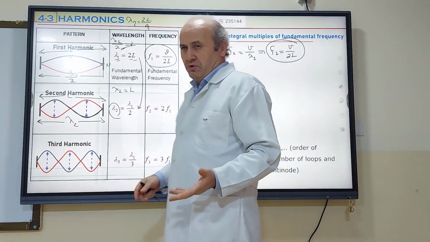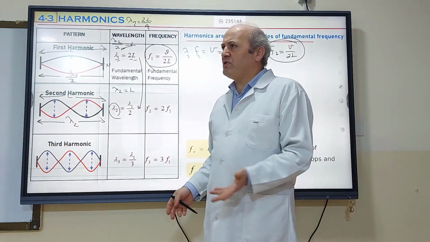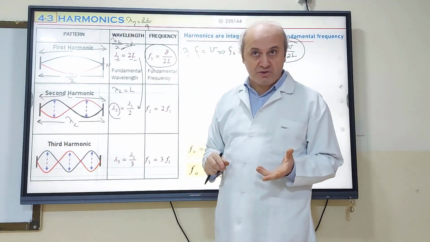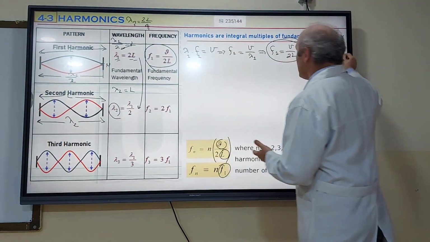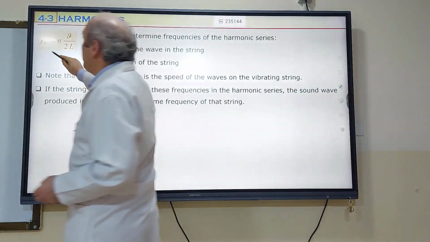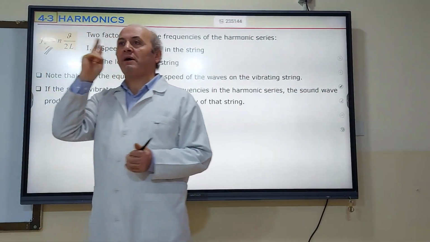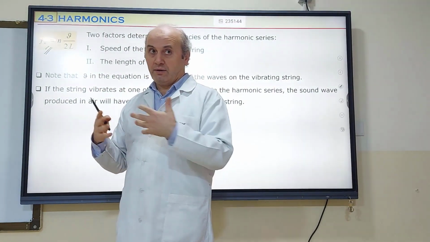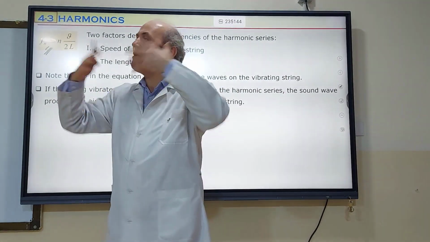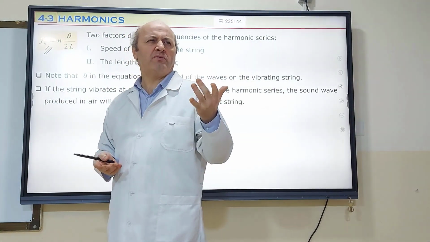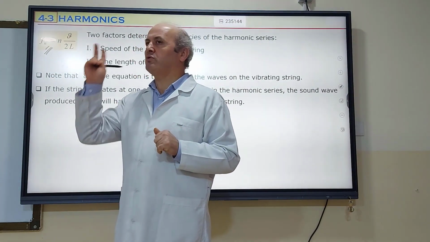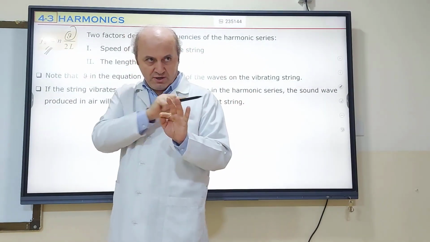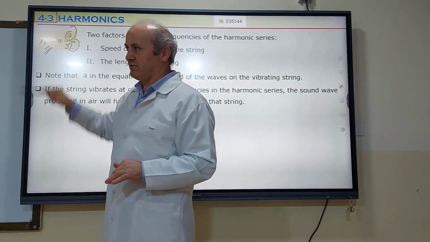What is a string instrument? Best example is guitar. Guitar is a string instrument. Violin is a string instrument, when you are playing them with strings. These are string instruments. And according to this equation, the frequency of the harmonic series depends on 2 parameters. I am not talking about just one frequency, but the harmonic series: first, second, third, fourth, fifth, all of them. All of them depend on 2 factors. One of them is the speed of the wave in the string. Second one is the length of the string.